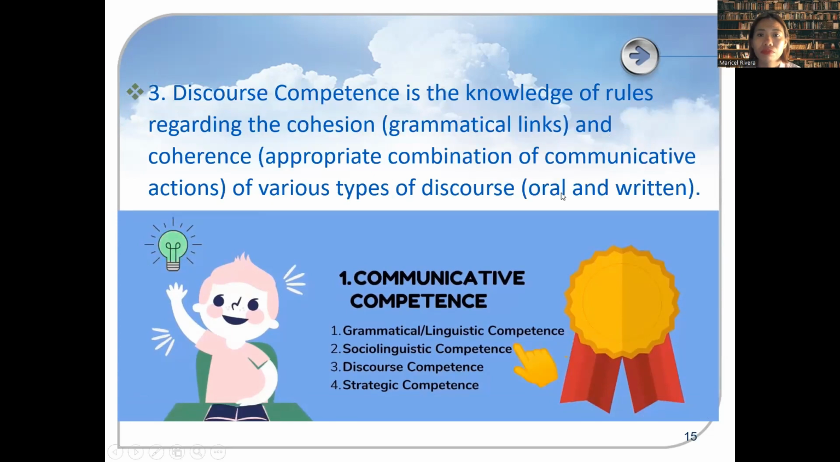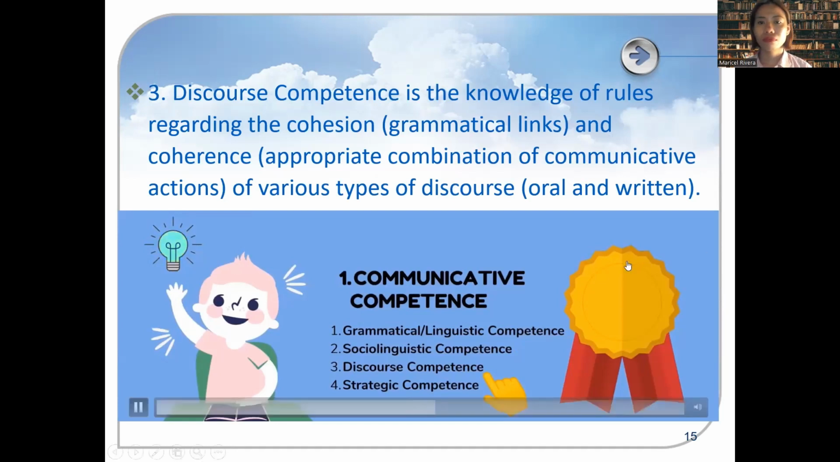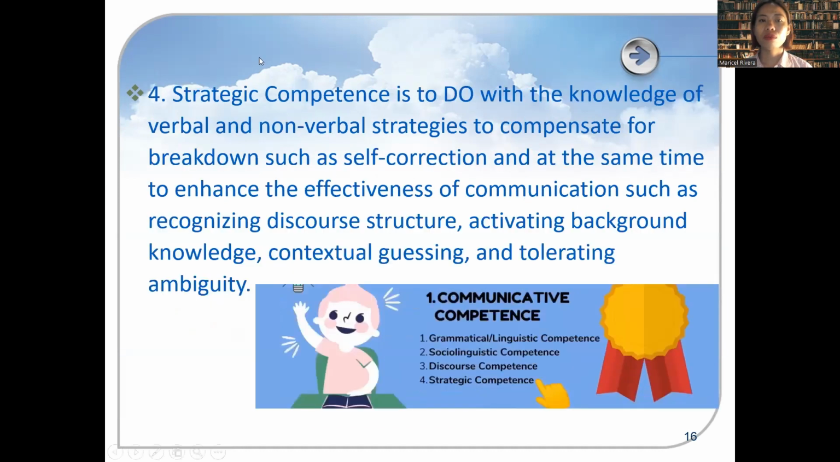Next, the discourse competence, the knowledge of rules regarding cohesion and coherence. Discourse competence is the understanding of the norms that govern the cohesiveness and coherence of diverse sorts of discourse. Sociolinguistic norms of usage and discourse rules are essential in interpreting utterances for social meaning, especially when the literal meaning of an utterance does not immediately lead to the speaker's goal. And then we do have the strategic competence.